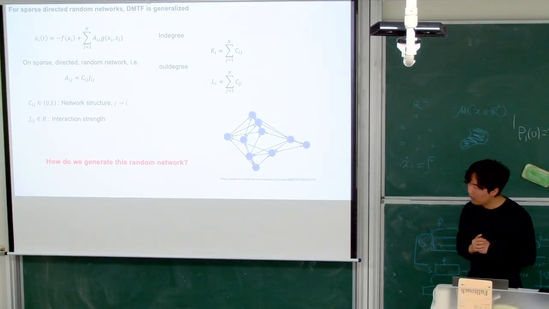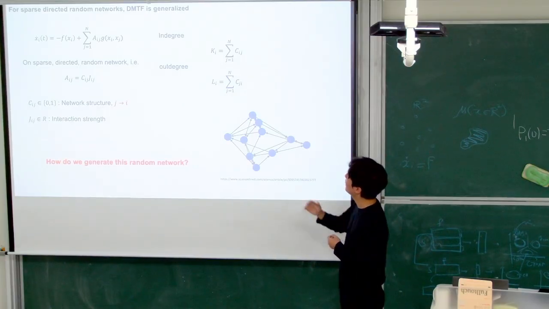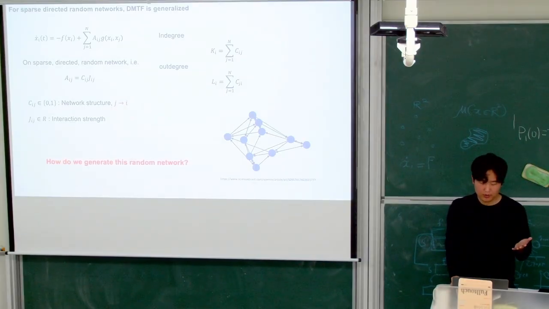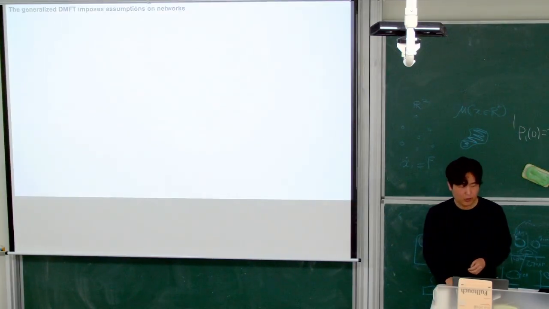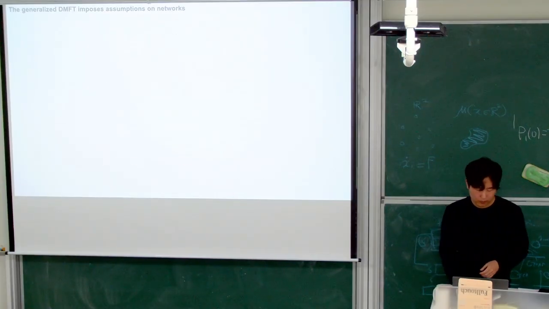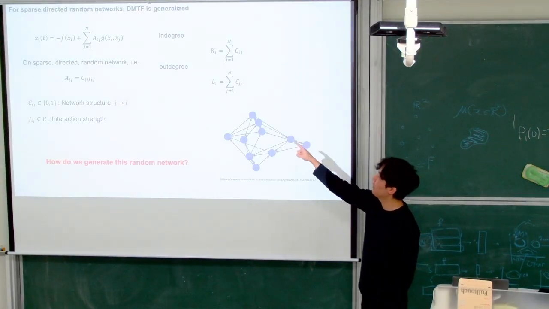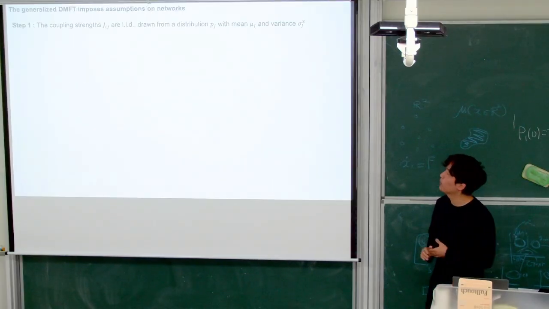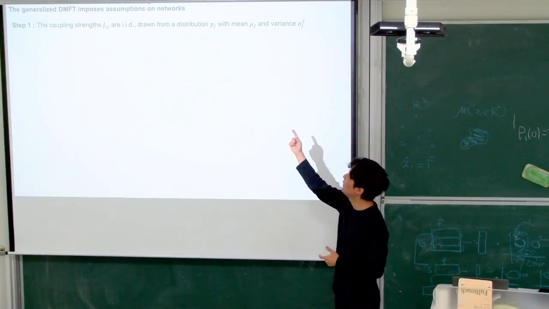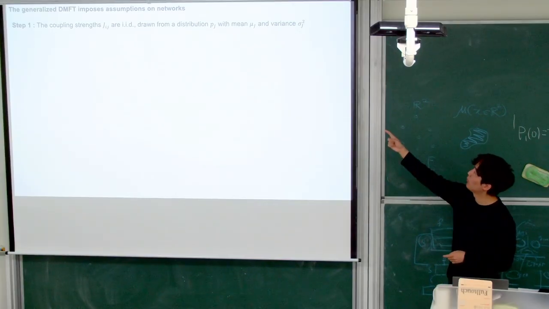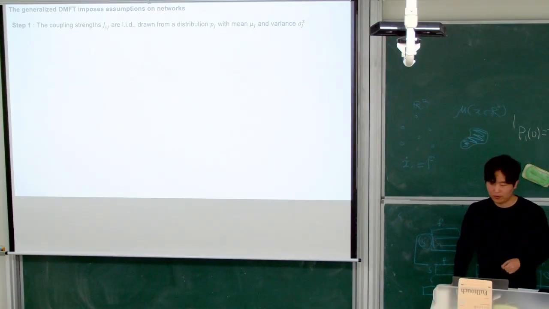Now I impose some randomness on this whole network structure. How do we generate the random network structure that the authors deal with? Let me briefly tell you step by step. Aij is C and J, so you have to deal with C and J. First, J: the coupling strengths are independent and identically distributed, drawn from some distribution you choose with a given mean and variance. So randomly choose the coupling strengths.